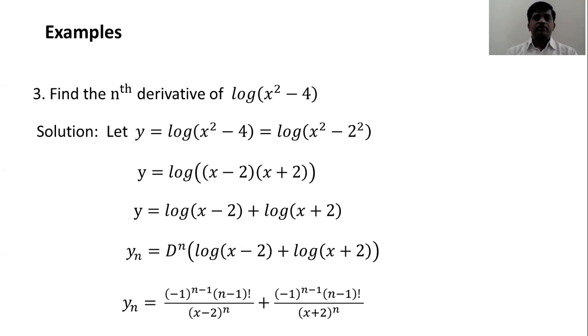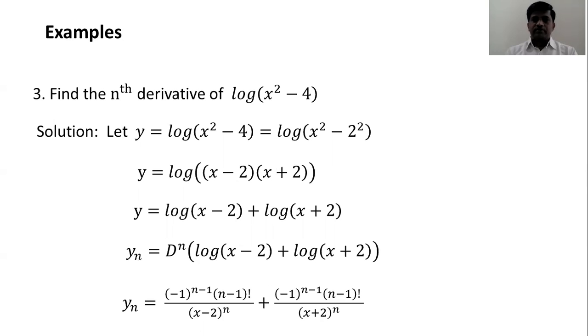One more example. Find the nth derivative of log of x squared minus 4. Let y is equal to log of x squared minus 4. Here we can't apply the nth derivative directly. It is not in the standard form. It is a quadratic, so it has to be factorized by applying the formula a squared minus b squared.